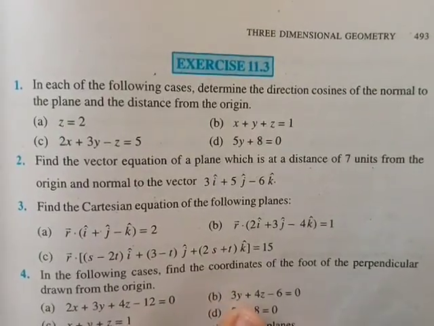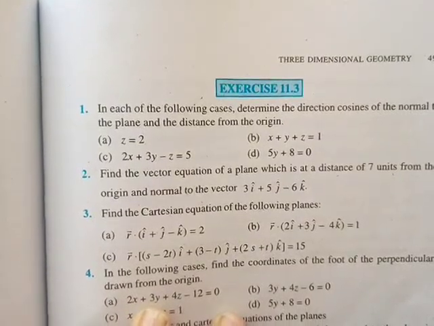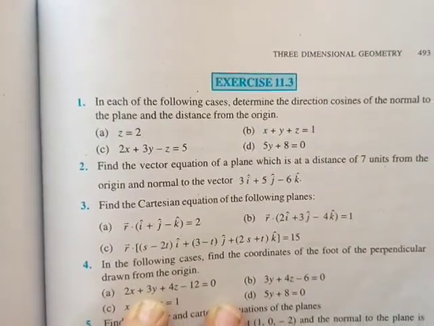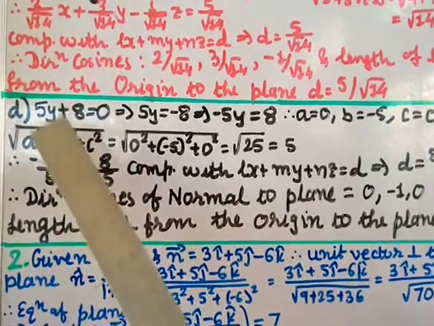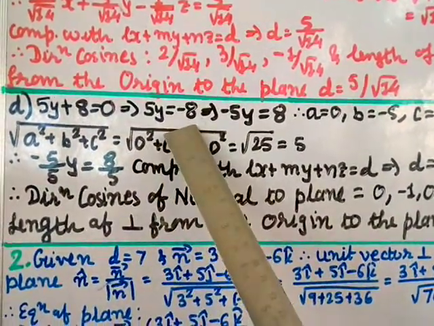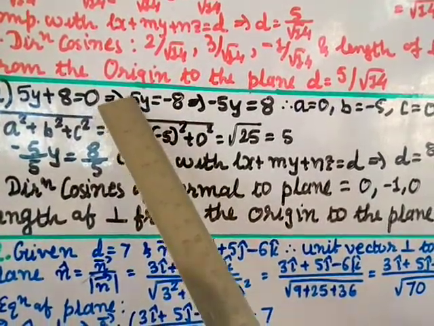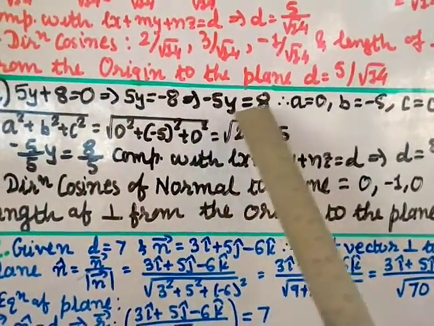Part D, 5x plus 8 equal to 0. Sorry, 5y plus 8 equal to 0. It is 5y. So first transfer this plus 8 over this side, you get here 5y equal to minus 8. Now this is the length, so it cannot be negative, so this negative transfer over here. So you can write this as minus 5y equal to 8.